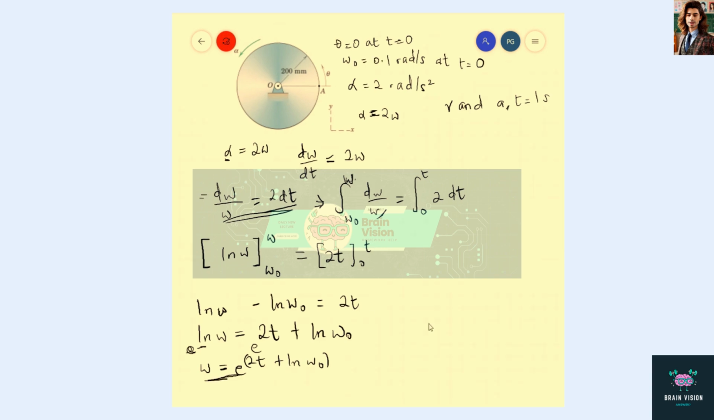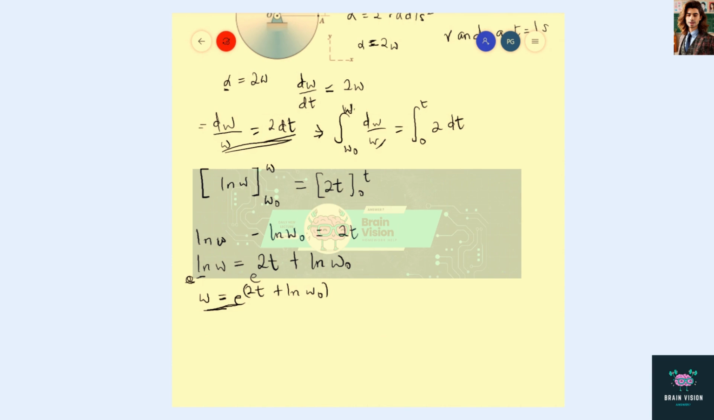To find the angular velocity at t equal to 1 second, we simply substitute 1 here. So omega is equal to e raised to the power of 2 times 1 plus ln omega naught, and omega naught from the question is 0.1. And remember, our angular acceleration was 2 omega, so this is 2 times e raised to the power of 2 plus ln 0.1.